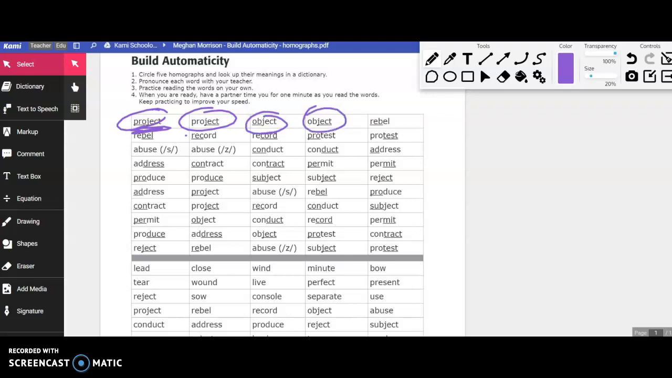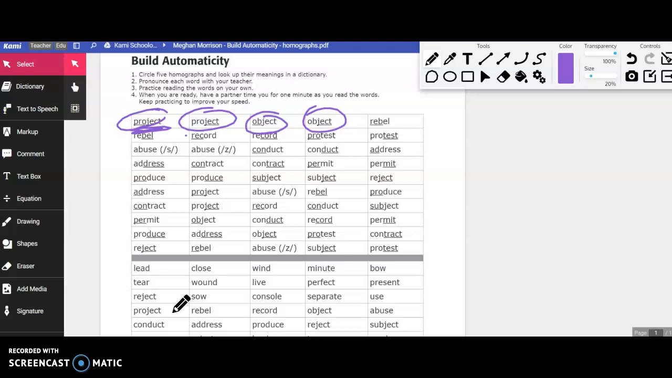We have object and object. Okay, object is like a thing. Object is where you say, no, I disagree. You don't agree with somebody. Okay, so that's what all these ones up here have to do with, where you're putting the emphasis. Rebel and rebel. Record and record. Okay, so it's a little tricky, but if that's confusing, the ones on the bottom are maybe a little more straightforward. And if you're still confused, that's why I'm here.